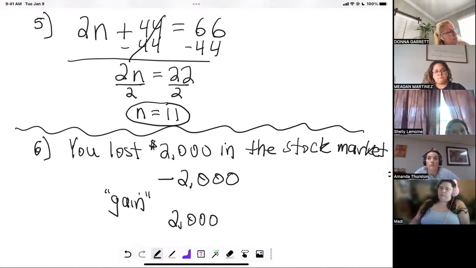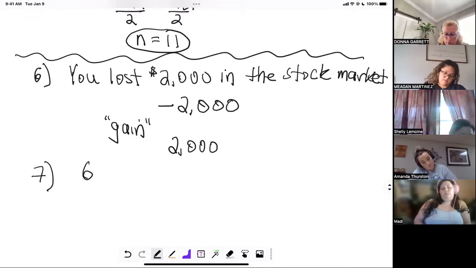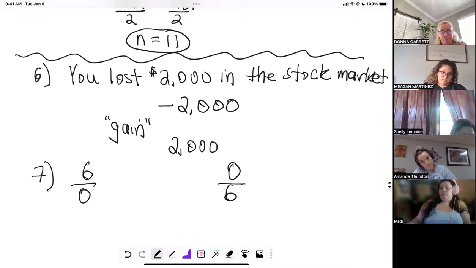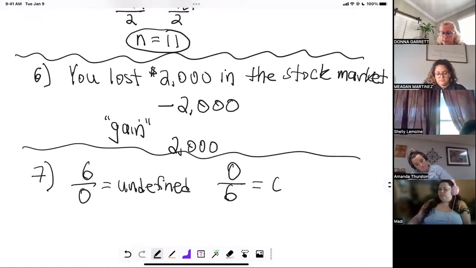Look at what I have left. Do you remember the difference between a number divided by 0 and 0 divided by a number? They mean different things. This one, you can never divide by 0, so it would be undefined. And this one would be 0.